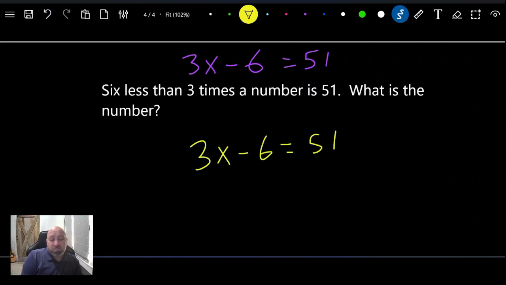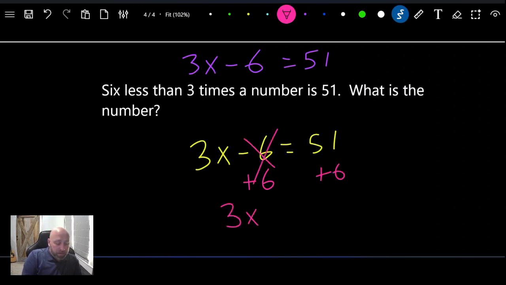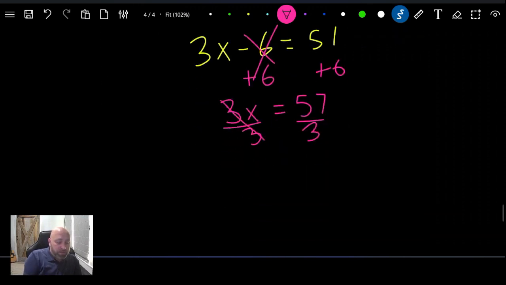Do what you can do. I don't see anything I can do. Hopefully you don't either. And then what we're going to do is add 6 to both sides. Try to get x by itself. That's going to cancel. 3x equals 51 plus 6, which is 57. We're going to divide both sides by 3 again in an attempt to get x by itself. There we go. We got it.